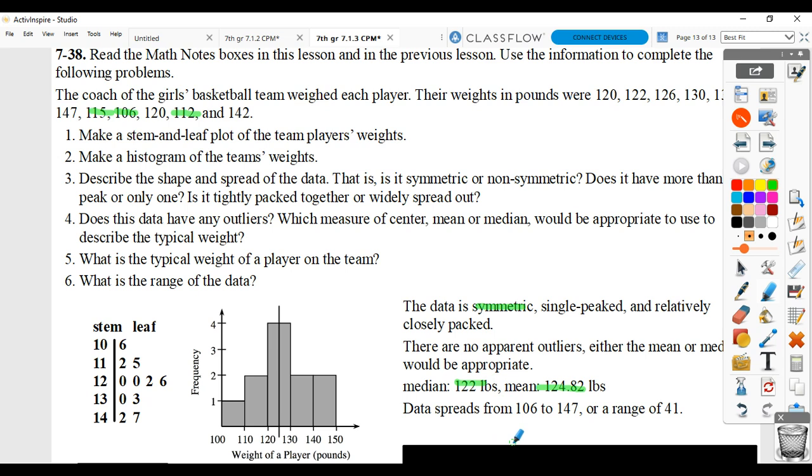And then what is the spread of the data? Well, it's spread out in terms of its range from 106 to 147. So if we subtract those values, you get the range of 41. So range is the difference between the largest, which is 147, and the smallest, 106. And when you subtract those, you get 41.